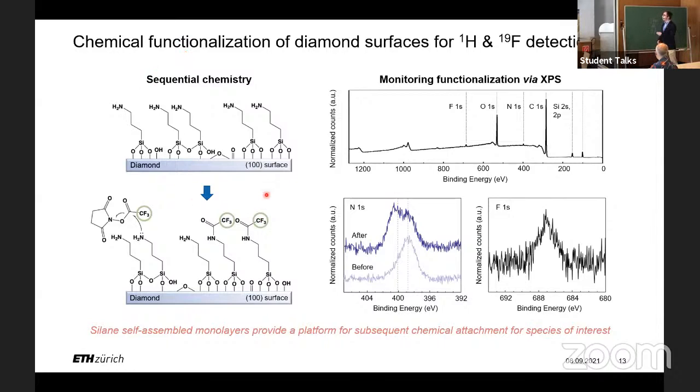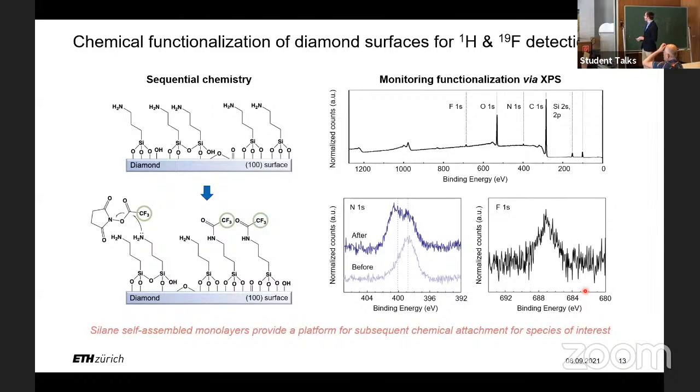And maybe one word also on complementary diagnostic tools we have available. This is X-ray photoelectron spectroscopy, which is a very nice and complementary technique that allows us to track the whole production process and the layer formation, the layer homogeneity, and so on. We can, for example, confirm that we have indeed fluorine available, but it's also way more sensitive, so that you can see the changing of the nitrogen binding state after attaching the terminal CF3 group.